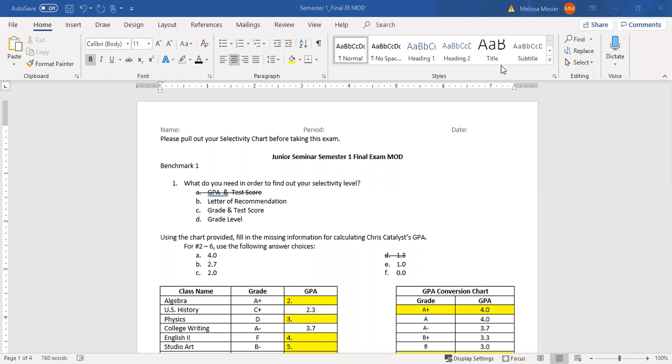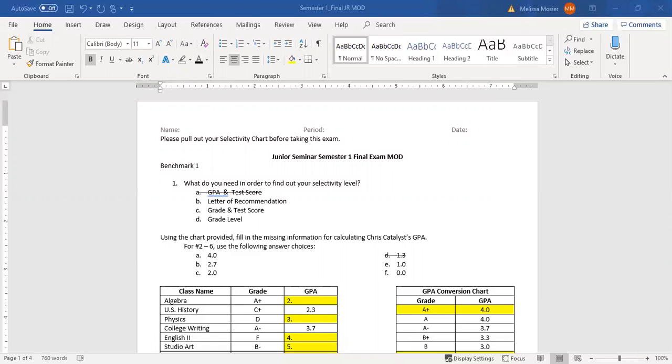Please pull out your selectivity chart before taking this exam. Junior Seminar Semester 1, Final Exam. Benchmark 1. What do you need in order to find out your selectivity level? B, letter of recommendation. C, grade and test score. D, grade level.